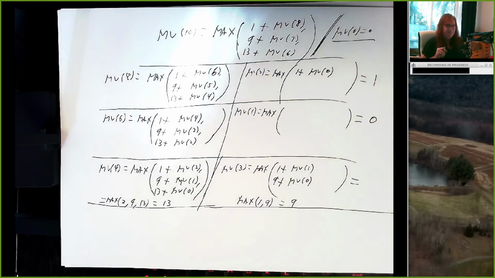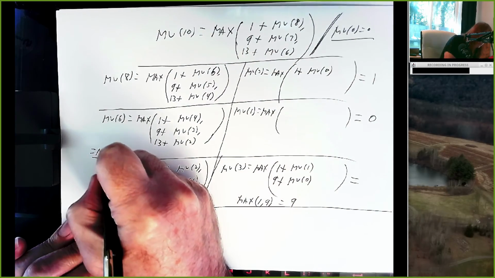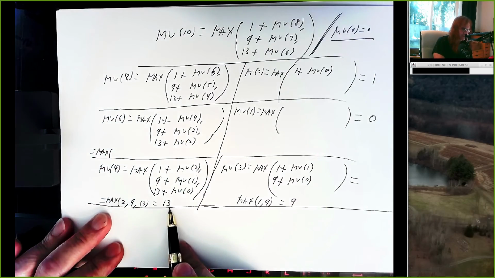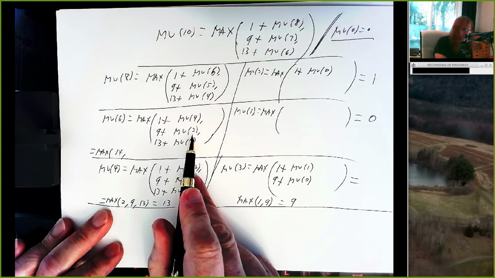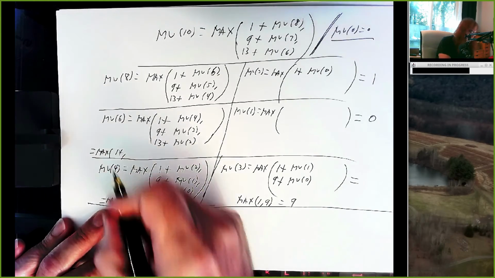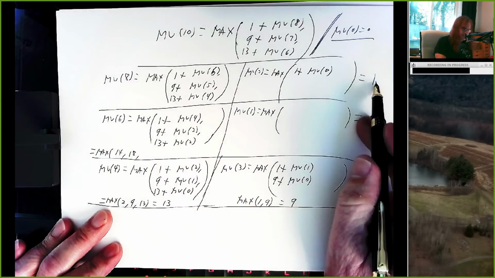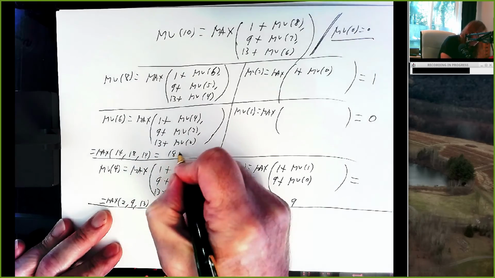Alright, now we can find max val 6. It's going to be the maximum of 1 plus max val 4, which is 1 plus 13 is 14. Or 9 plus max val of 3, 9 plus 9 is 18. Or 13 plus max val of 2, 13 plus 1 is 14. The maximum of those is 18.